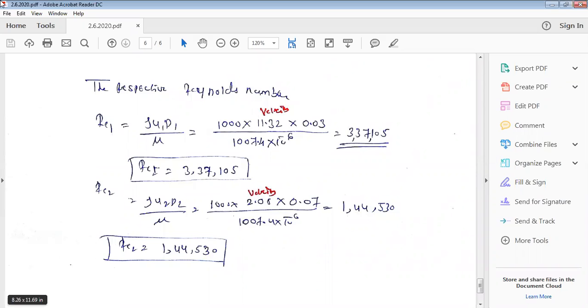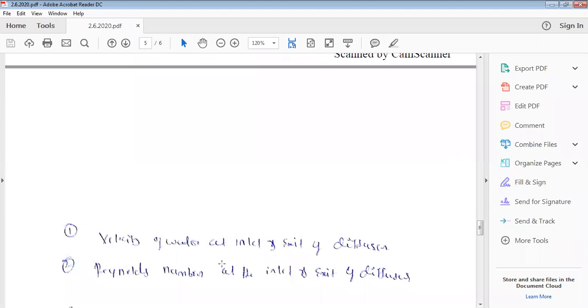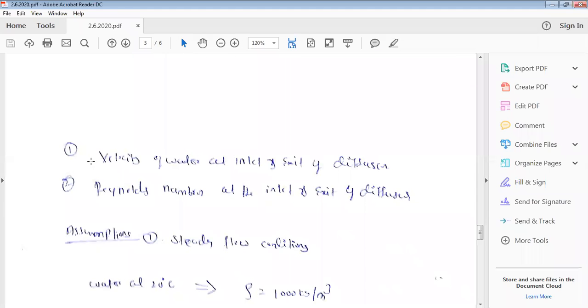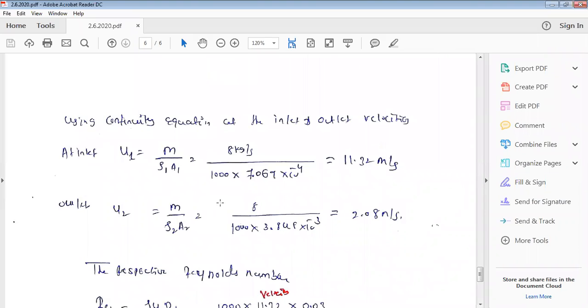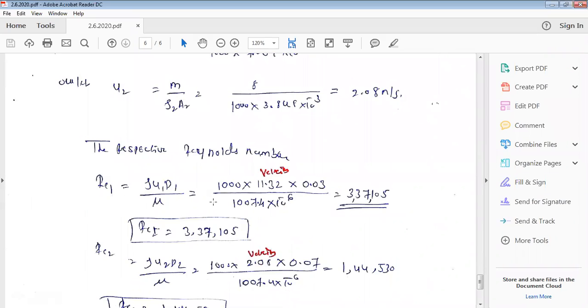Got it? I hope now you understand why you studied the velocity profile. That's why the Reynolds number at the inlet is this much and at the exit is this much. This is what the problem told you to calculate. See, I have written these two: velocity of water at the inlet and exit of the diffuser, and Reynolds number at the inlet and exit of the diffuser. Understood? A very simple problem, but now you are experiencing how these concepts are applied in real life.